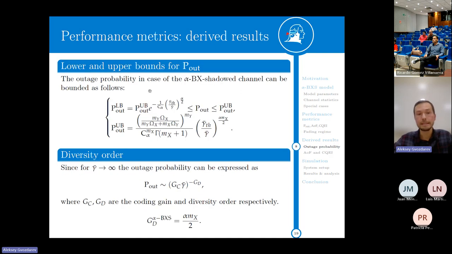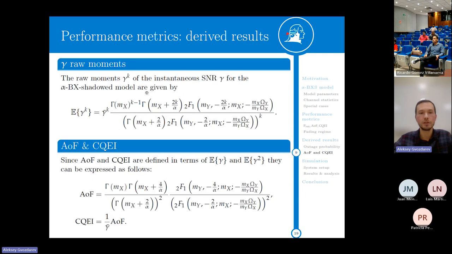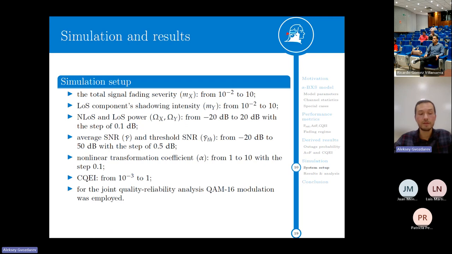Moreover, since the outage amount of fading and channel quality estimation indicator are defined in terms of raw moments of the instantaneous signal-to-noise ratio, their general expressions were derived. They are presented on the slide and further used for system analysis. The derived expressions made it possible to perform the outage analysis of the BX shadowed fading model.